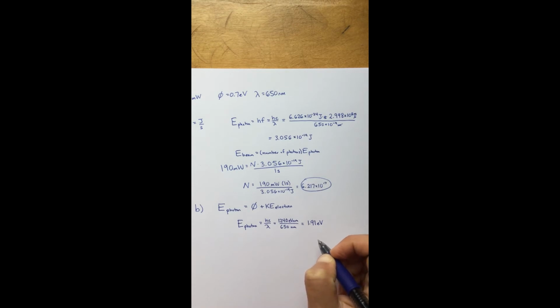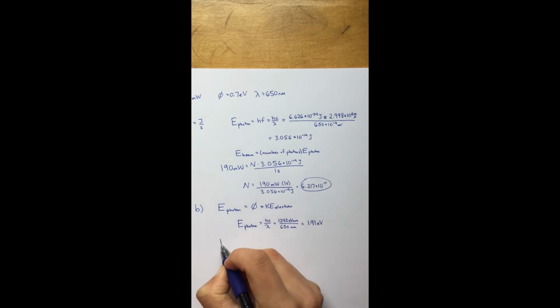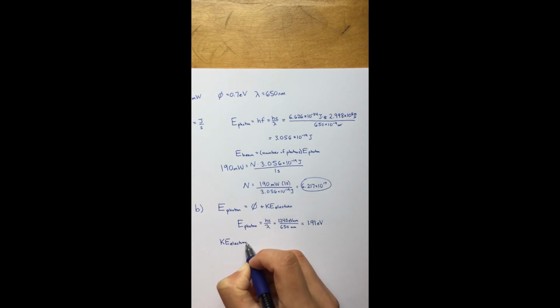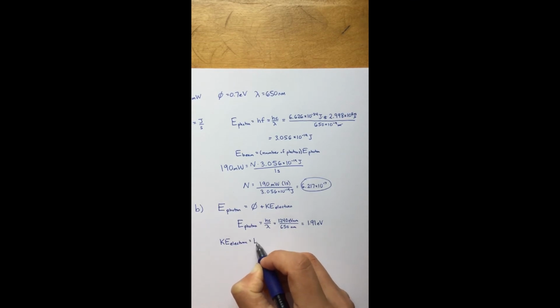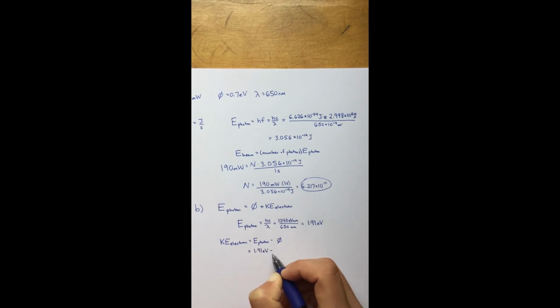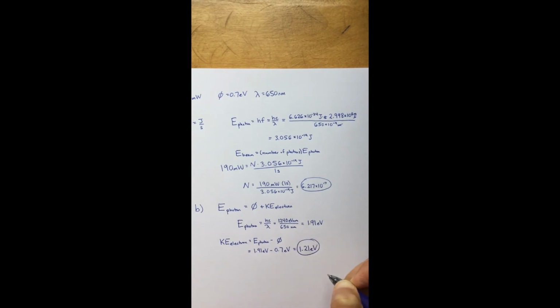I'm looking for the maximum kinetic energy of the emitted electrons. That is equal to the energy of the photon minus the work function. The energy of one photon is 1.91 electron volts, minus the work function, which is 0.7 electron volts, gives me 1.21 electron volts. That's the answer to part B.